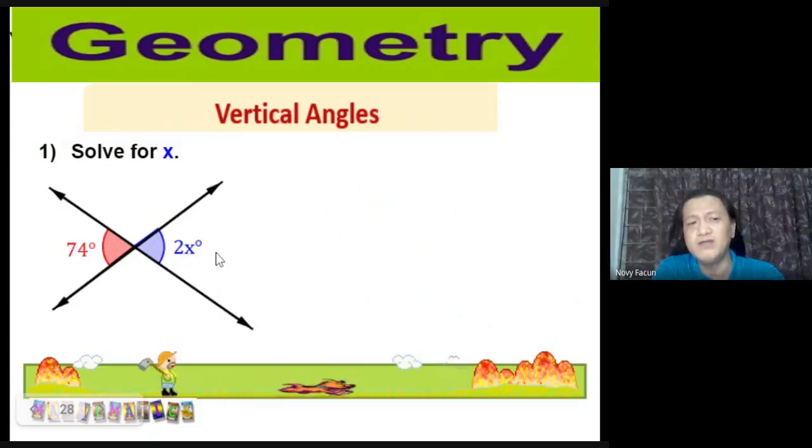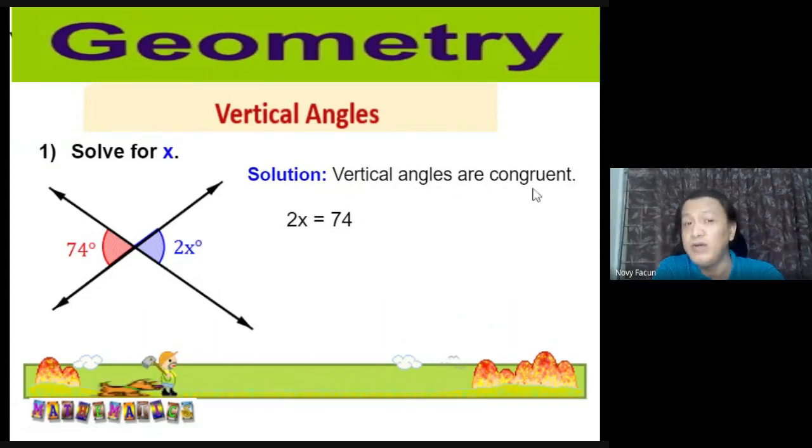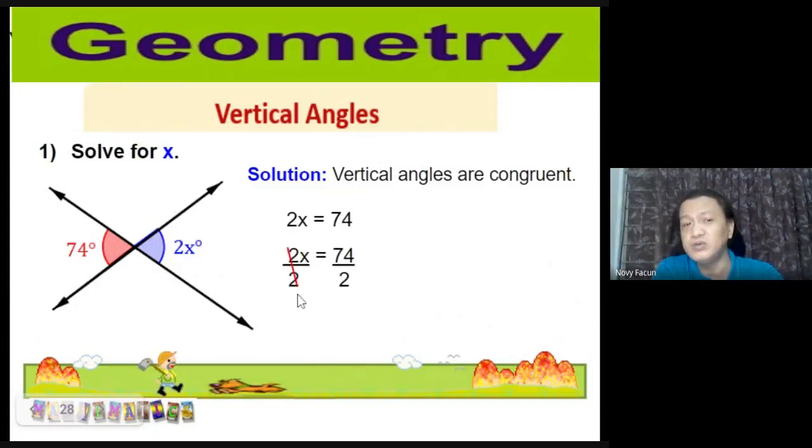So how are you going to find the value of x using the vertical concepts or vertical angles? So vertical angles are congruent. So we all know that. Meaning, you're going to solve for x, i-divide na lang natin siya both sides by 2. And cancel yung 2, that is x equals 74 over 2, that is 37.